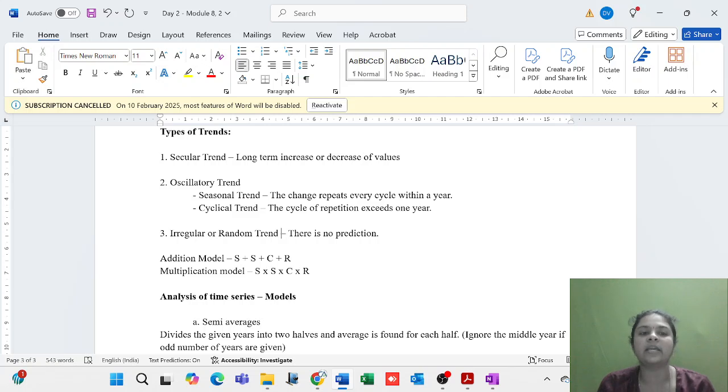Now a trend equation can be written either as an addition or as a multiplication. The addition model is the sum of secular, seasonal, cyclical and random components. The multiplication model is the product of secular, seasonal, cyclical and random components. So these are the points you have to remember when it comes to trends with respect to the theory.